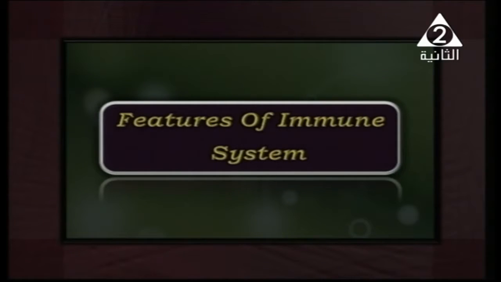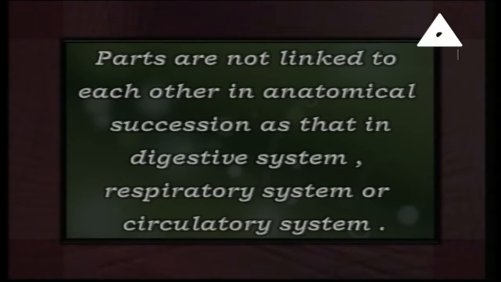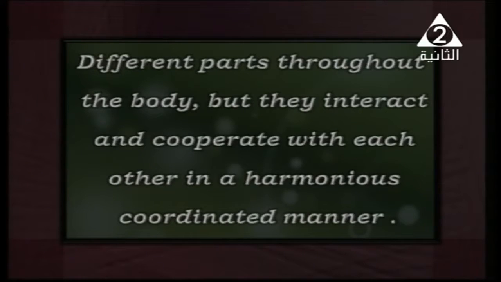What are the features of the immune system in our body? Number one, the parts of this system, as we said, are scattered and separated; they aren't connected together. The parts aren't linked to each other in the anatomy, and they are not like the digestive system or respiratory system or circulatory system, but they are scattered at different parts throughout the body, yet they interact and connect and cooperate together.